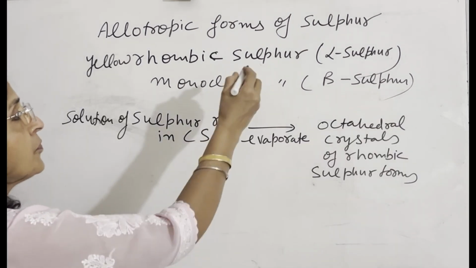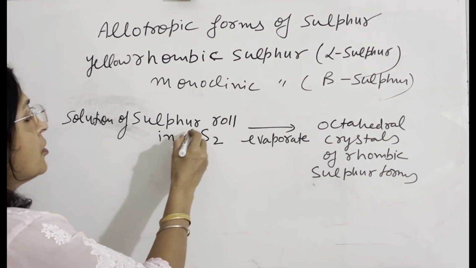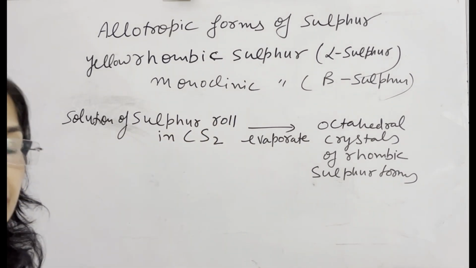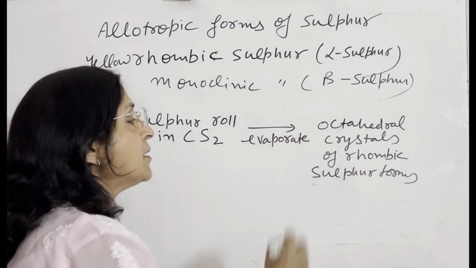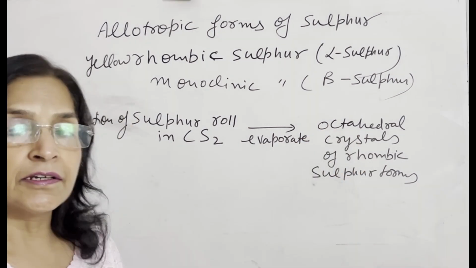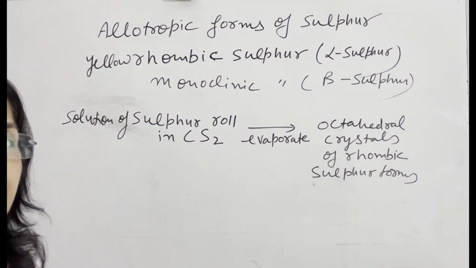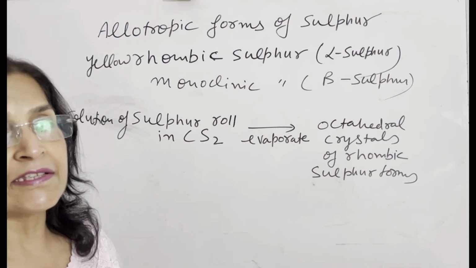Preparation of rhombic sulfur. Solution of sulfur in carbon disulfide is taken. It is evaporated and octahedral crystals of rhombic sulfur form. It is yellow in color. It is insoluble in water. It dissolves readily in carbon disulfide.